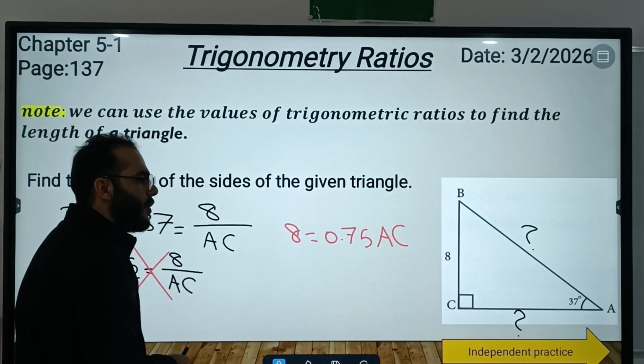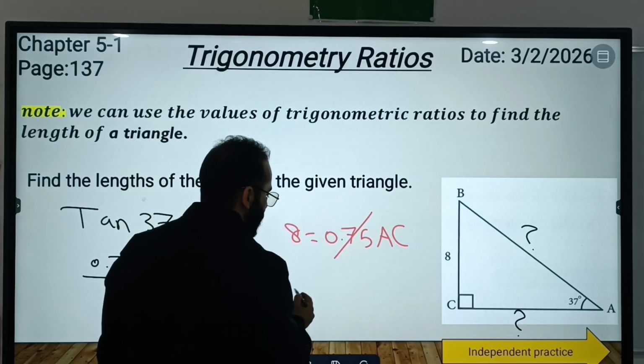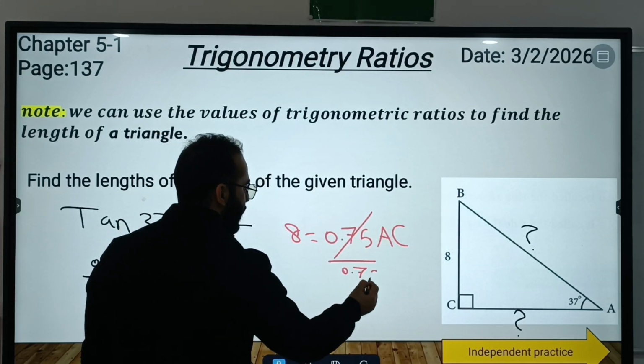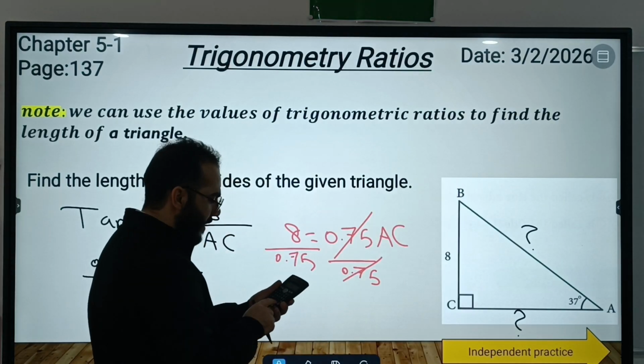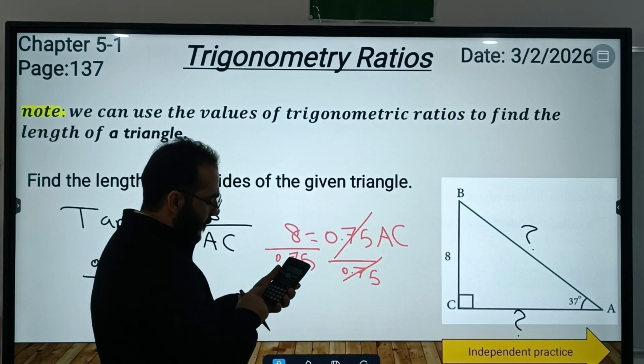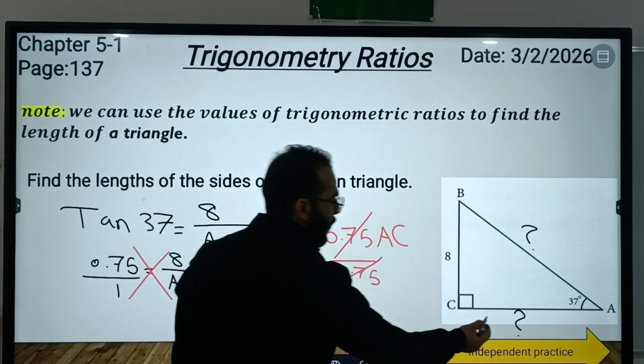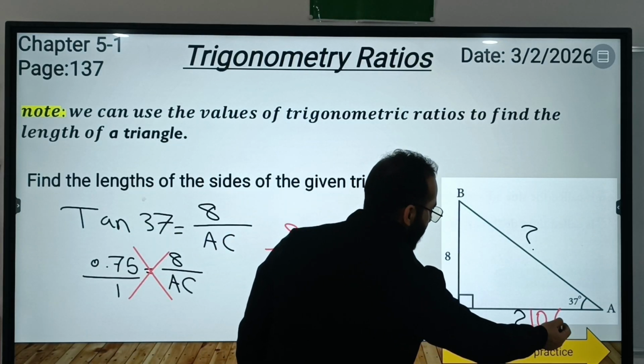Divide both sides by 0.75. So that's going to be cancelled, 0.75, this is going to be cancelled as well. So AC equals 8 divided by 0.75, which is 10.6. So here it's going to be 10.6.